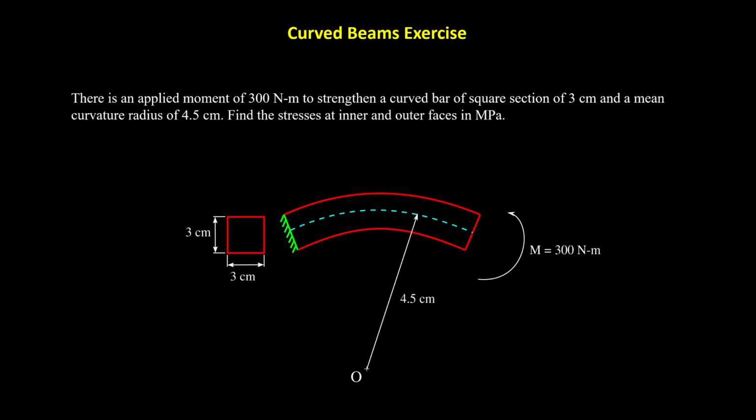Hi, let's solve this problem given as part of the first period's exercises. The problem says that there is an applied moment of 300 Newton meters that is trying to straighten a curved bar of square section of 3 centimeters and a mean curvature radius of 4.5 centimeters. We are asked to find the stresses at the inner and outer faces in megapascals.